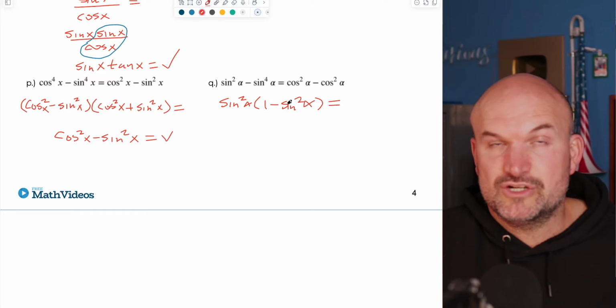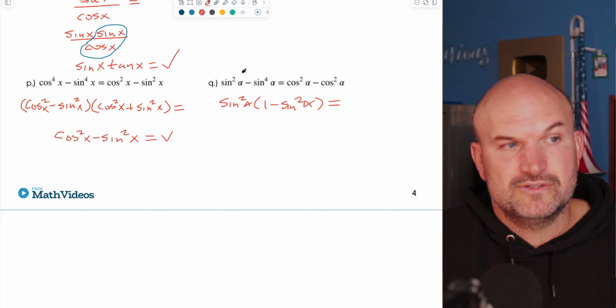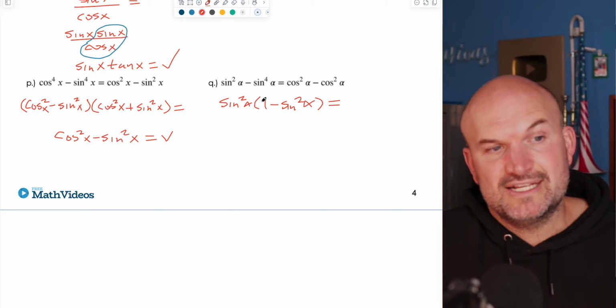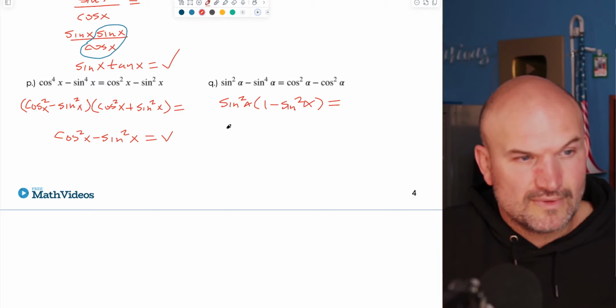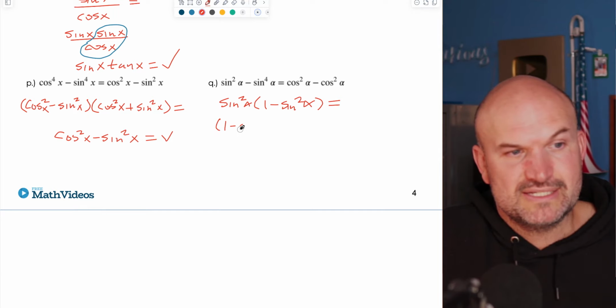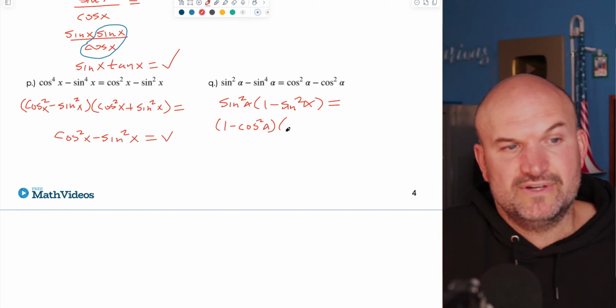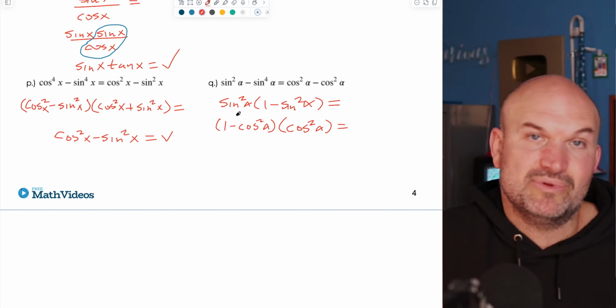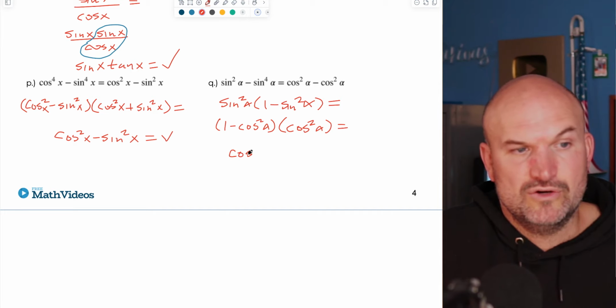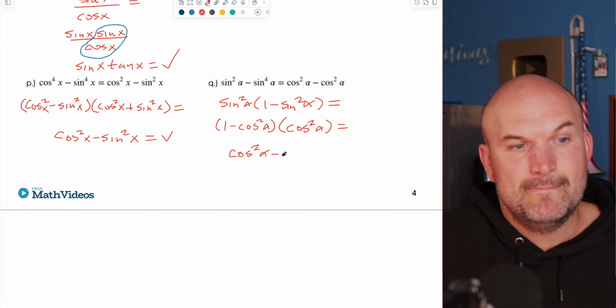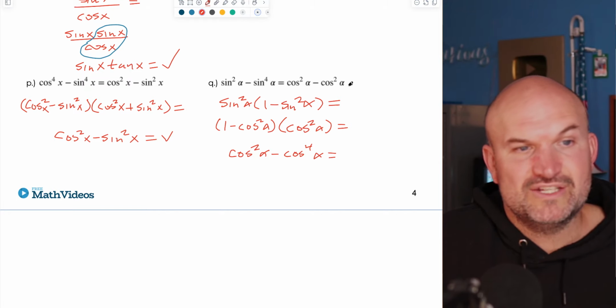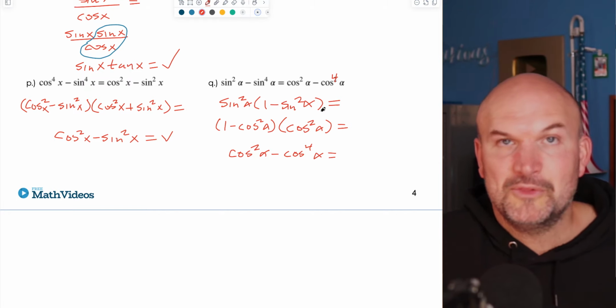I can rewrite these in terms of cosines, right? Using my Pythagorean identity. So sine squared, I can rewrite as a 1 minus a cosine squared of alpha, and 1 minus sine squared of alpha, I can rewrite as a cosine squared of alpha. Now, applying distributive property again, I get a cosine squared of alpha minus a cosine to the 4th of alpha, which is exactly what I was looking for.